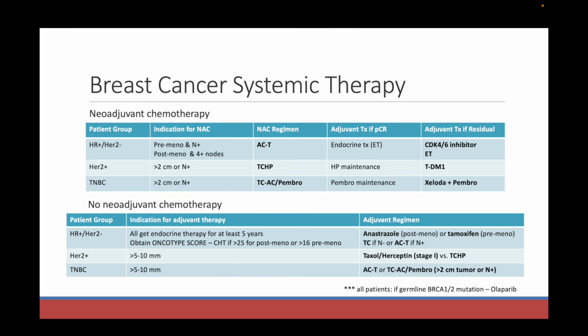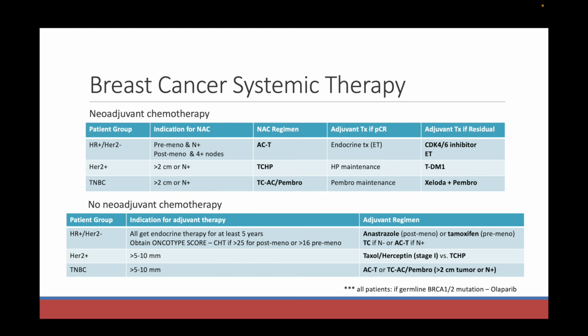So which patients should be getting neoadjuvant chemo? Within hormone positive and HER2 negative, remember this is a more favorable histology. So we really think about neoadjuvant chemo for patients that are premenopausal with any number of nodes positive, or patients that are postmenopausal with 4 or more nodes positive. Within HER2 positive and triple negative, the indications are broader because these are higher risk histologies. So if the tumor's over 2 centimeters, or if they have node positive disease, you can offer neoadjuvant chemo for HER2 positive and triple negative breast cancer.